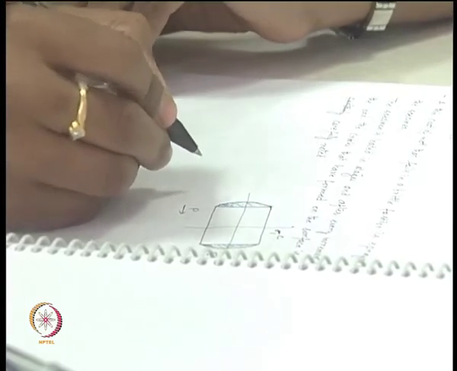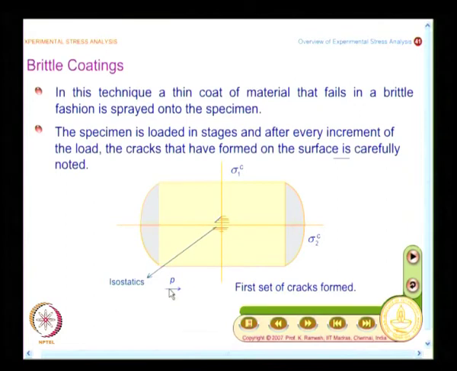So, what I do is, I do not continuously increase the load, I increase the load to pressure P, stop the test, go to the specimen and look at the crack, and these cracks are labeled as isostatics. Not only I notice the cracks, but I also draw the boundary of the crack. So, it is connecting all the ends of the crack as a contour, and these contours are also named separately. You have those contours as isoentatics.